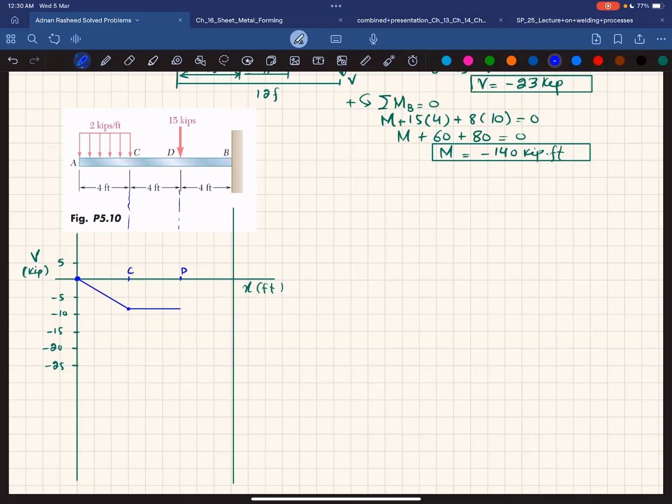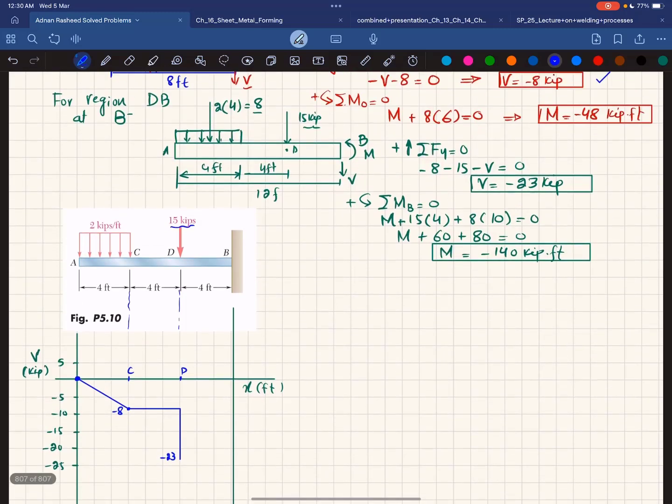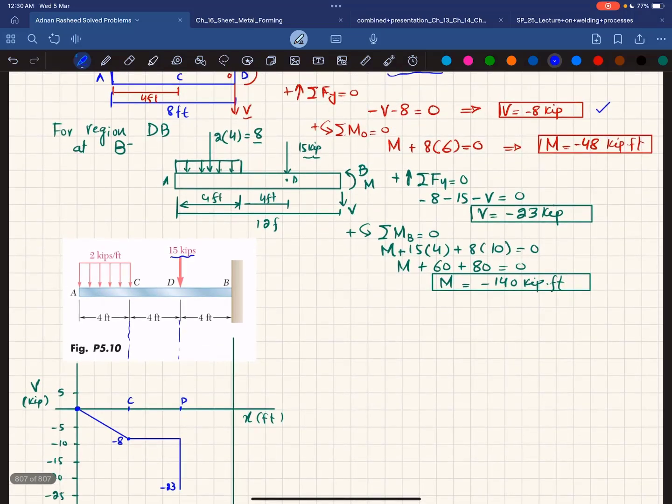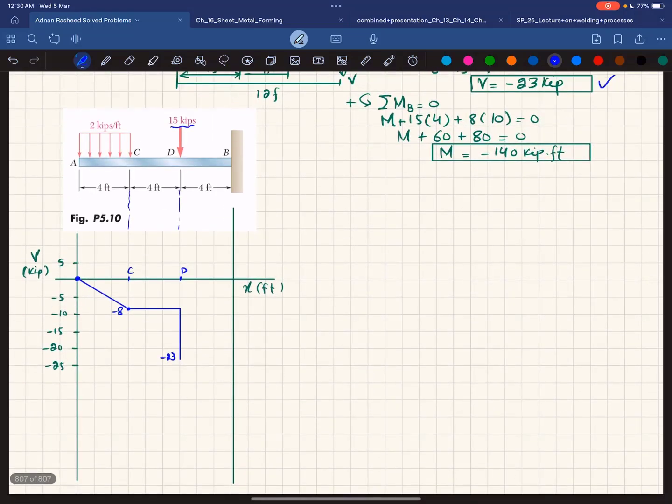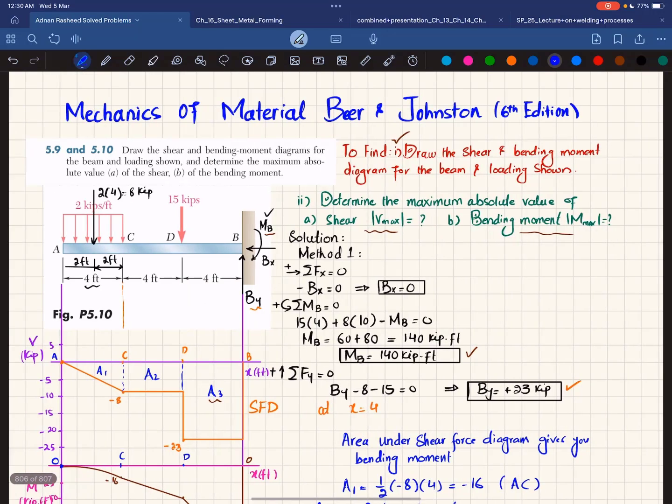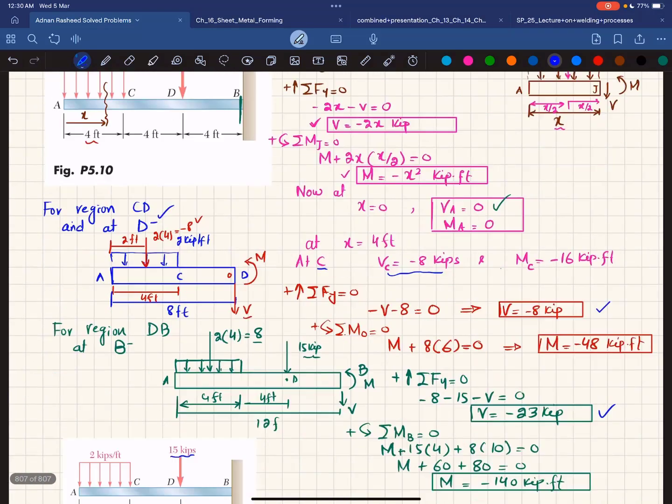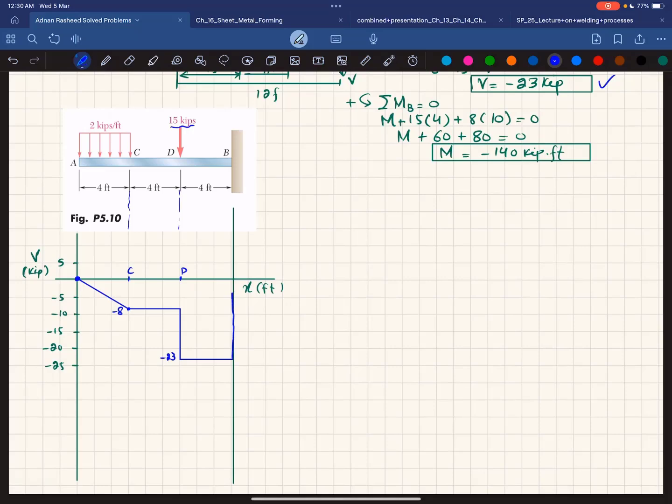Now, at point D, we have the minus 15 kip load. So minus 8 minus 15 will be minus 23. So it will be somewhere here, minus 23. And just at B negative, it is minus 23. And at the end, you can see that you have this VB, which was plus 23, which will close it. And this will be your shear force diagram.